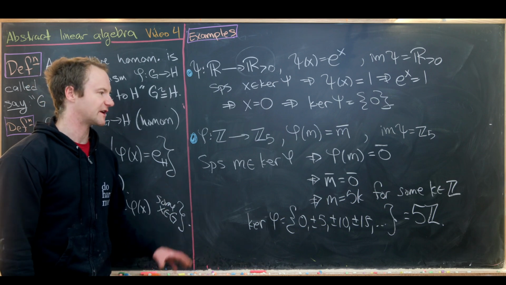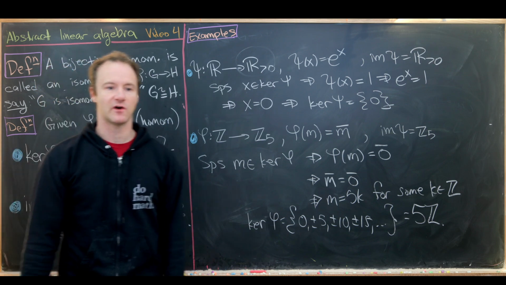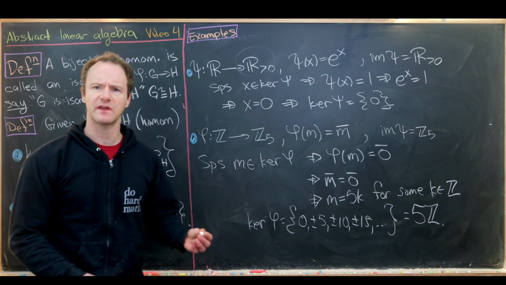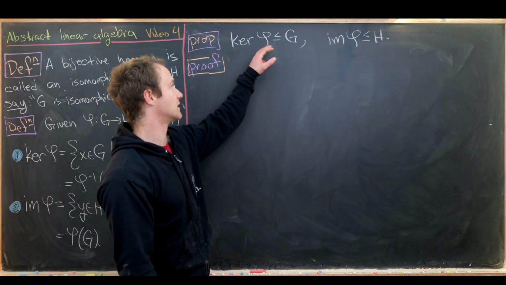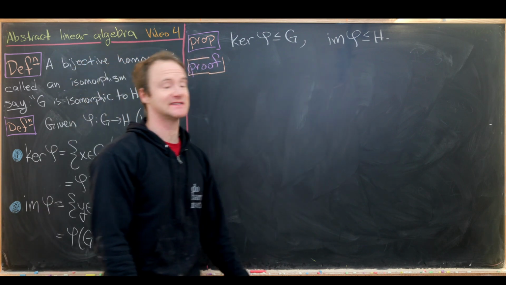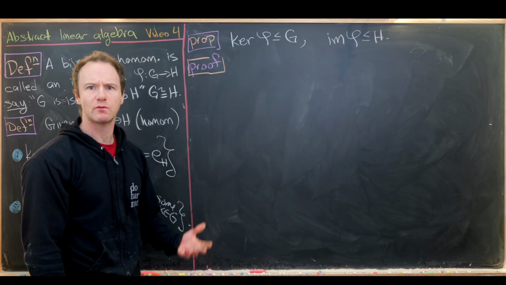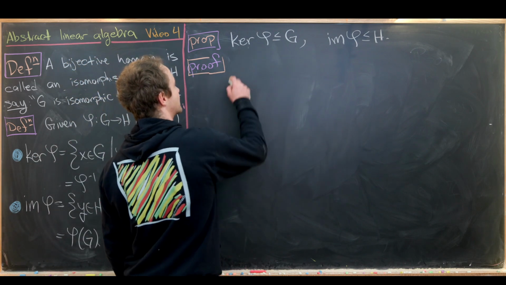Okay, so we're going to finish this off by proving a couple of standard results involving the image and the kernel, and then I'll leave you with some warm-up exercises. So our first result will be to prove that the kernel of phi is a subgroup of G, and the image of phi is a subgroup of H. And we'll do this with the subgroup test. So let's maybe start with this one first.